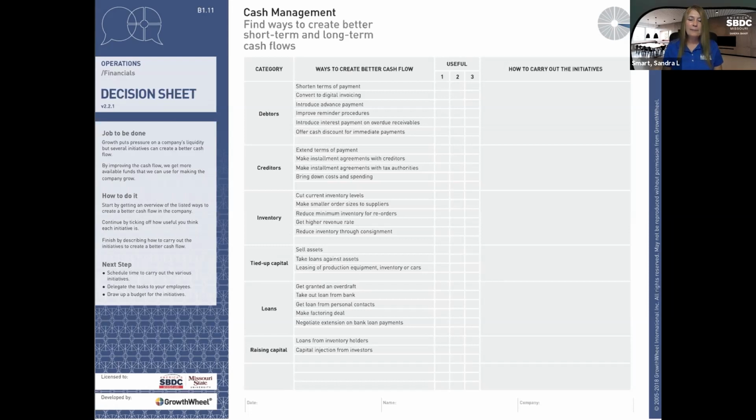The next one on here, make installment agreements with tax authorities. If you're in that situation, definitely reach out and get the installment set up, but try to manage that cash flow so you don't get in that situation, because it does limit your ability to access additional funds in the future if you owe federal or state taxes.